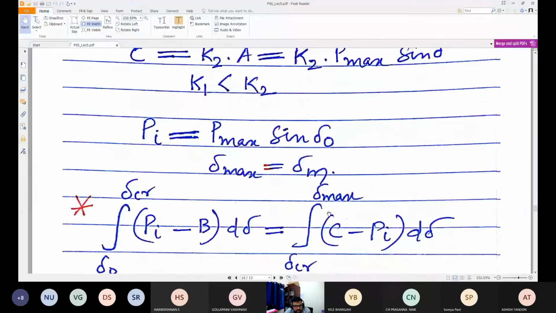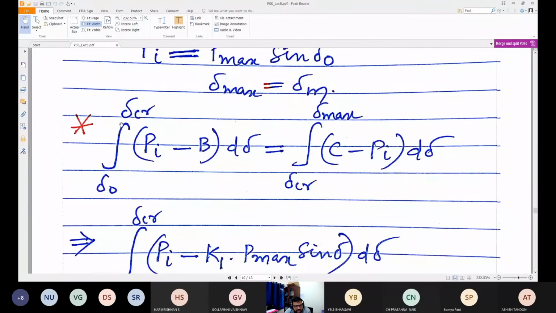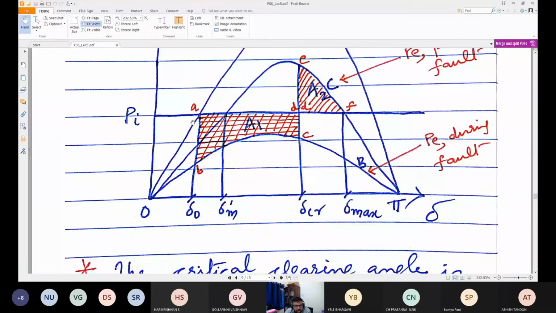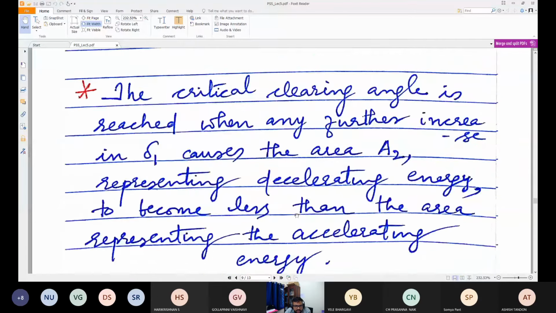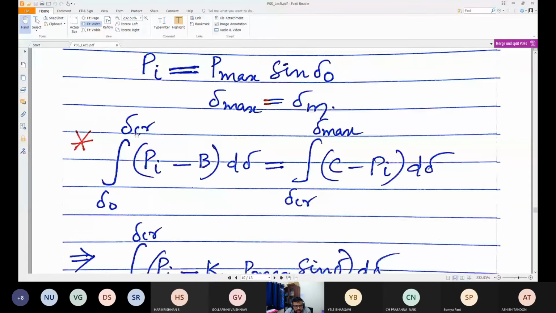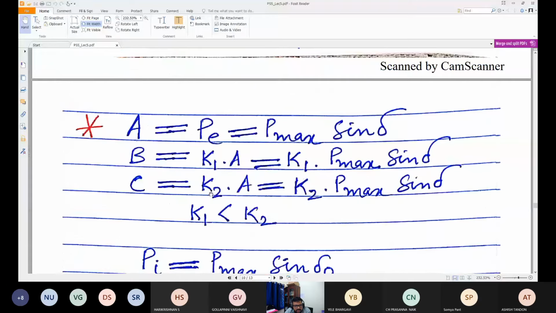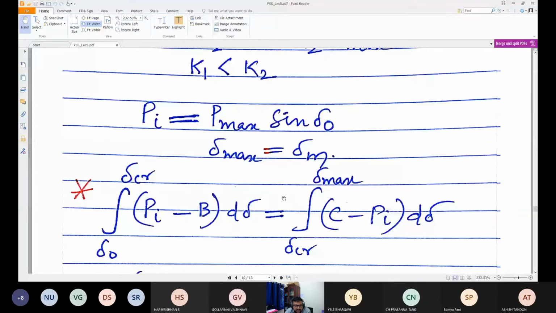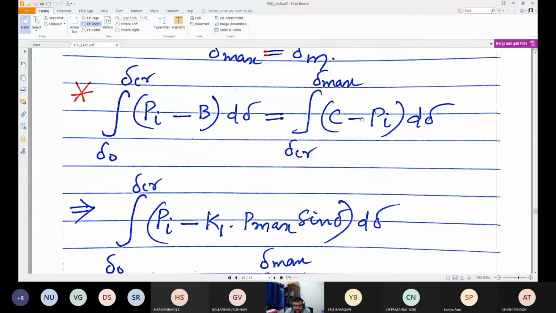Now the accelerating area we will take as integral del naught to del CR here. This whole area we have to take, because PM minus PE we are taking, PM is greater than PE, and this is the section in which the rotor accelerates. So to find the accelerating area from del naught to del CR, we are going to take integral del naught to del CR of Pi minus B. B is the curve, B we have already evaluated. B is K1 into P max sine del. Now Pi minus B d del equals area 2.